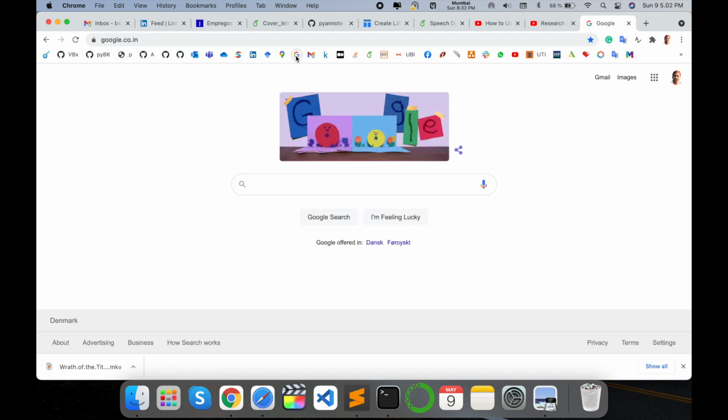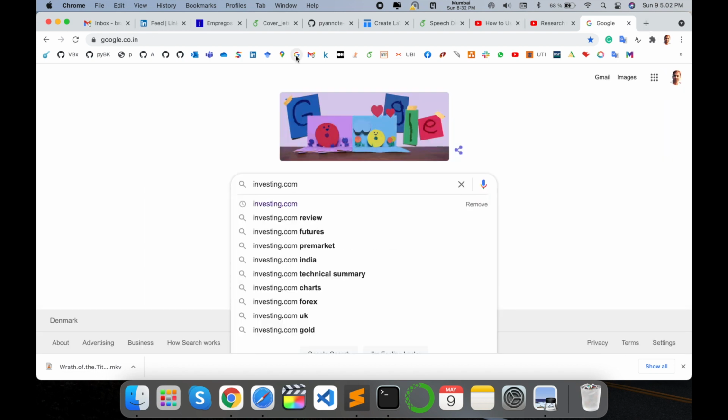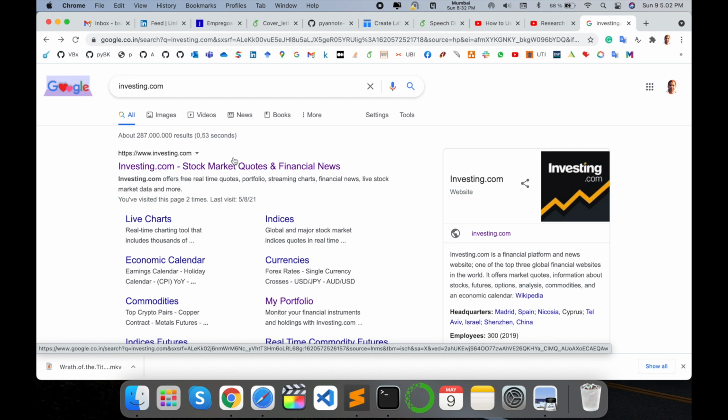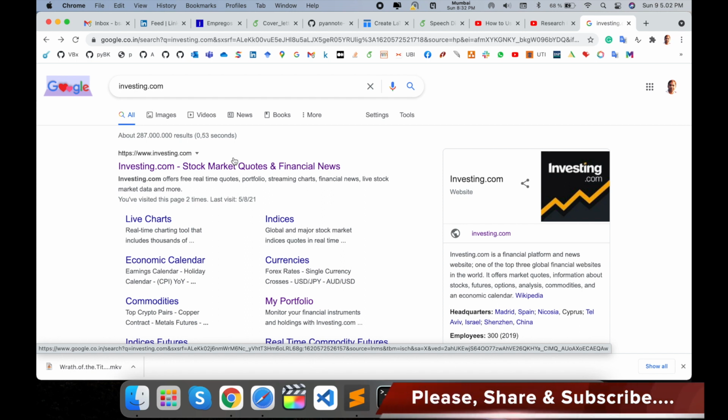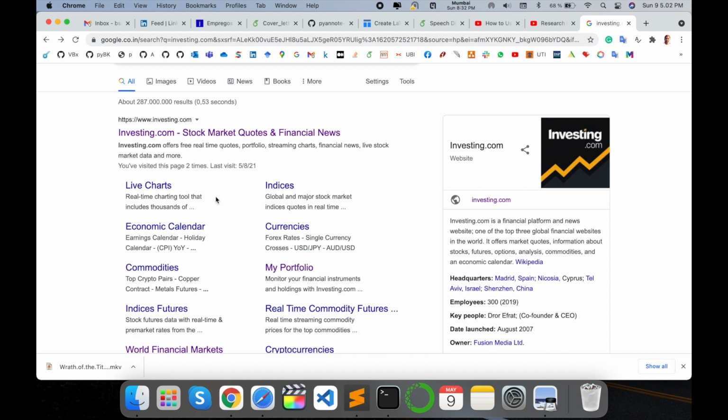You just simply open Google and type investing.com. Enter. This link is displayed here. Investing.com is one of the top 3 global financial websites in the world. It offers you quick information about stock futures, options, analysis, commodities and the economic calendar. Futures related analysis, commodity and economics related calendar.